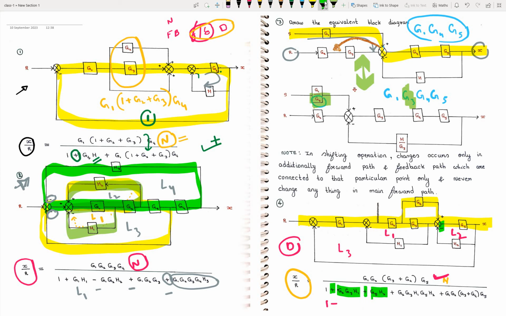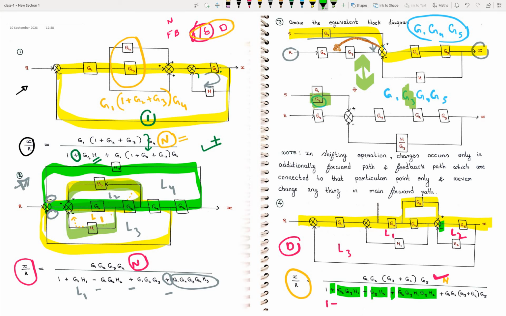And observe here, L1 and L2 are non-touching. So we have to include the non-touching loop also when we write the denominator. What we have here is G2, G3, H1, G5 and H2. That's why I have written here G2, G3, H1, G5 and H2. When we take two non-touching loops, we have to multiply with a positive sign. Minus into minus is plus, so overall it will become positive.